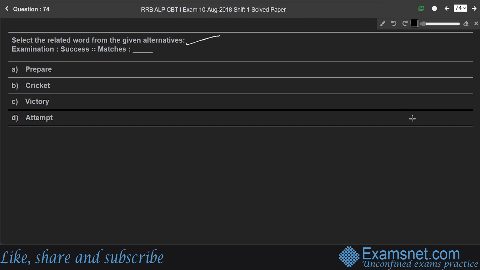Question 74. Select the related word from the given alternatives. Examination is related to success. That means after passing the examination, we achieve success. Similarly, after playing the matches, we achieve victory. Victory after playing matches. Hence option C is the right answer.